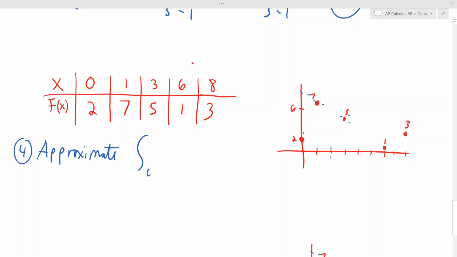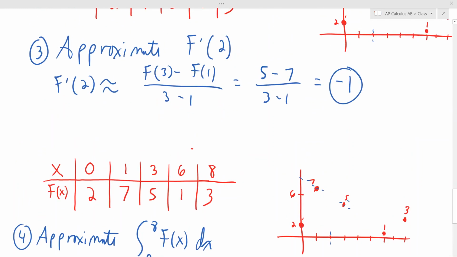Approximate the integral from 0 to 8 of f of x dx. Now, when they ask you for a derivative, they're just going to say approximate the derivative. They're not going to tell you how to do it. They're just going to say, boom, approximate it. You always just find the average rate of change.